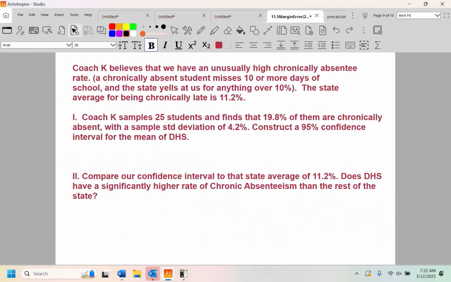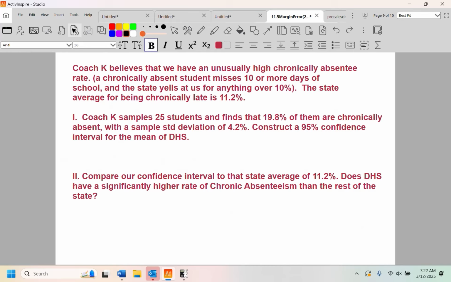Coach K believes that we have an unusually high chronically absentee rate. We do. I don't know if we still do or not. We used to have a really bad one. The chronically absent student misses 10 or more days of school, and the state yells at us for anything over 10%. The state average for being chronically late is 11.2%. Coach K samples 25 students and finds that 19.8% of them are chronically absent with a sample standard deviation of 4.2%. Construct a 95% confidence interval for the mean of DHS.